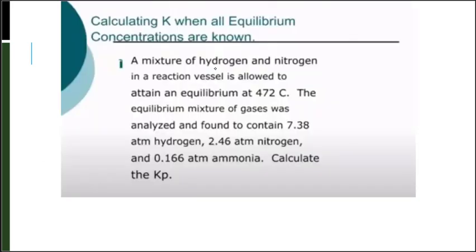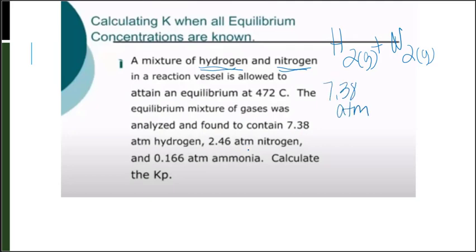Here would be an example if I had a mixture of hydrogen and nitrogen gas in a vessel. So hydrogen plus nitrogen gas, these are both gases, and they're allowed to get to equilibrium. The equilibrium mixture of gases was analyzed and found to contain 7.38 atmospheres of hydrogen, 2.46 atmospheres of nitrogen, and 0.166 atmospheres of ammonia, NH3. This is the equilibrium, so I have a double arrow. Calculate the Kp, products over reactants. Let's make sure that I'm balanced.